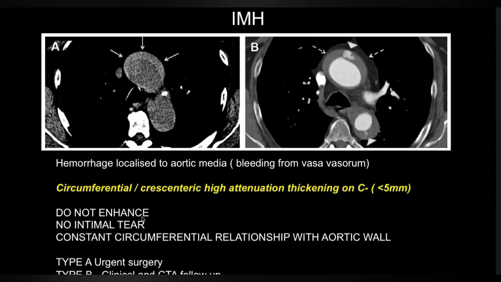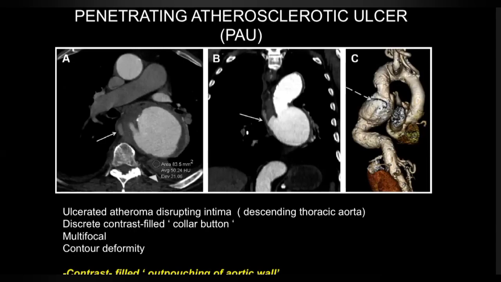So IMH does not enhance. You can see here a non-contrast CT, hyperdense rim because there's hematoma, and it does not enhance on the contrast enhanced imaging. It maintains a constant circumferential relationship with the aortic wall. So if you see it here sort of anteriorly, as you go down, it will maintain this constant configuration. Type A, again, urgent surgery. Type B, conservative management or endovascular treatment based on any complications as a result.